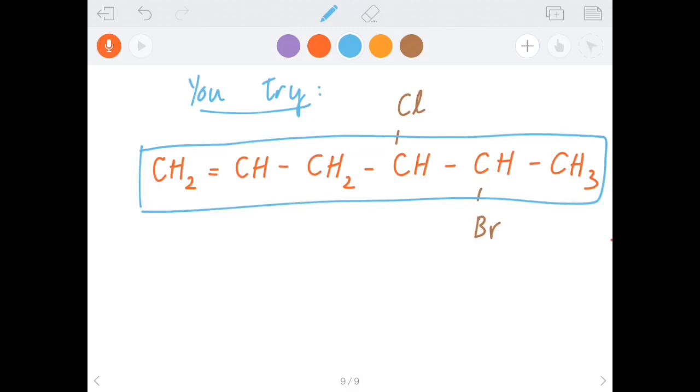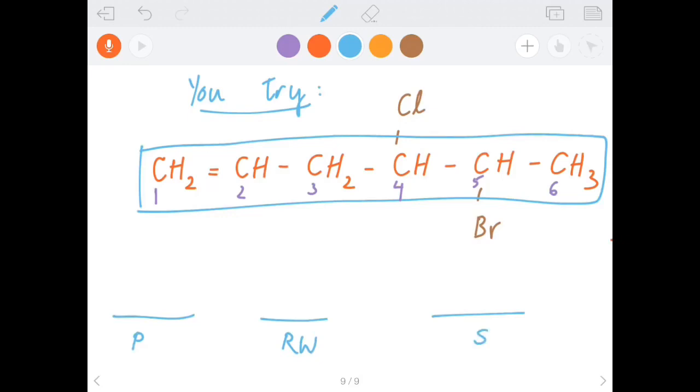We have to start numbering it from left to right, because the double bond is on the left side and that is the one that has to get the smallest number. So this is how we're going to start numbering it. I put a 1, 2, 3, 4, 5 and 6. Now if you notice, the double bond lies between 1 and 2, and the smaller one between them is going to be 1. So let's see how we're going to write this.